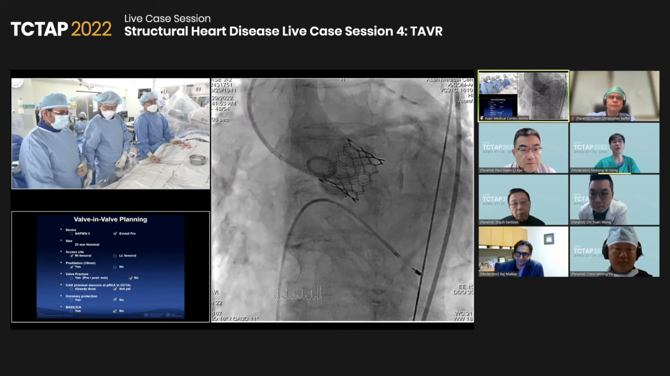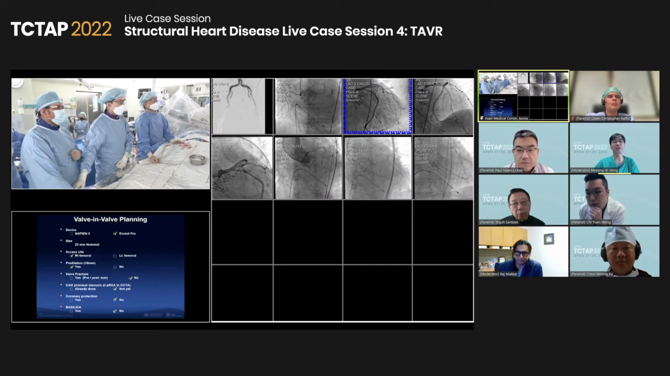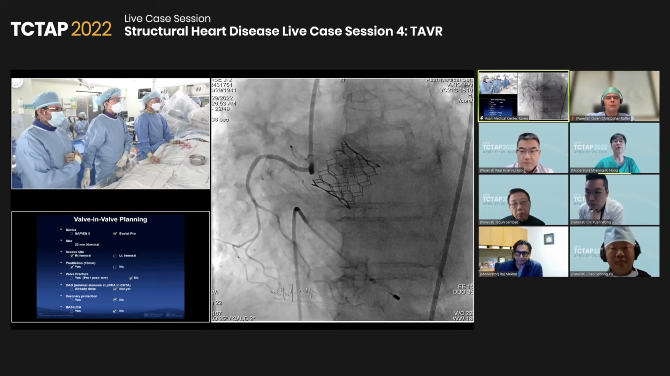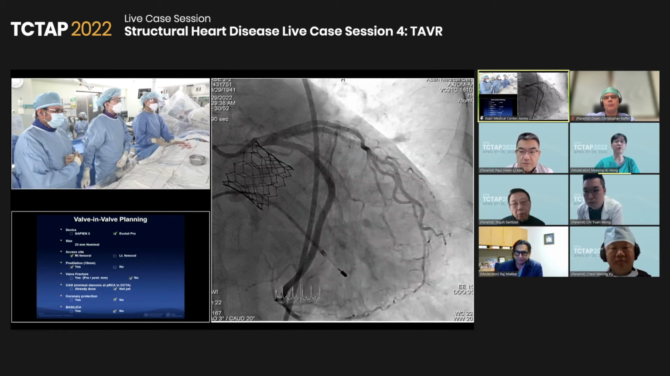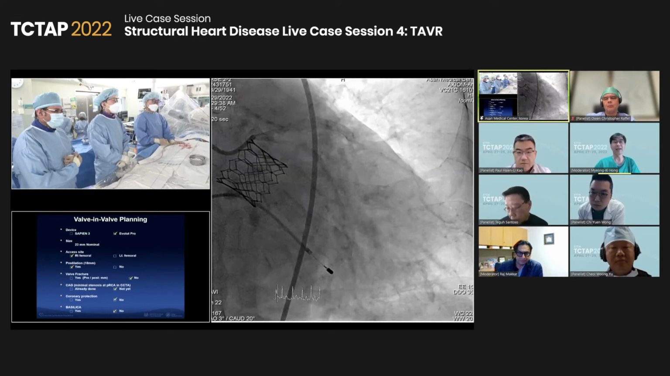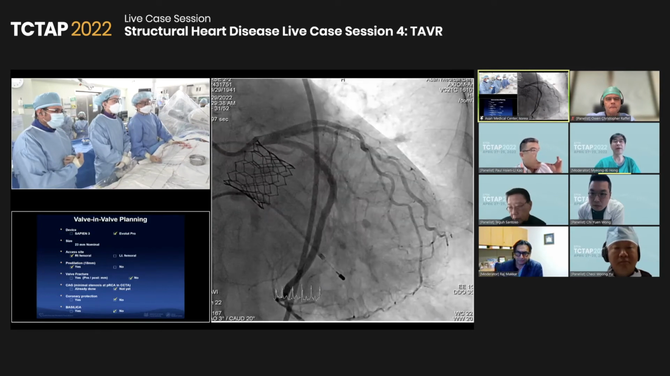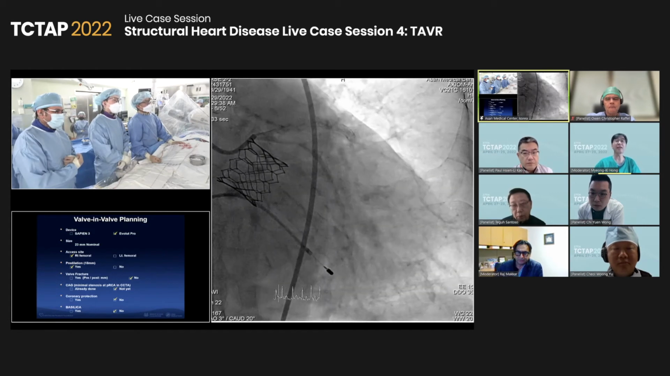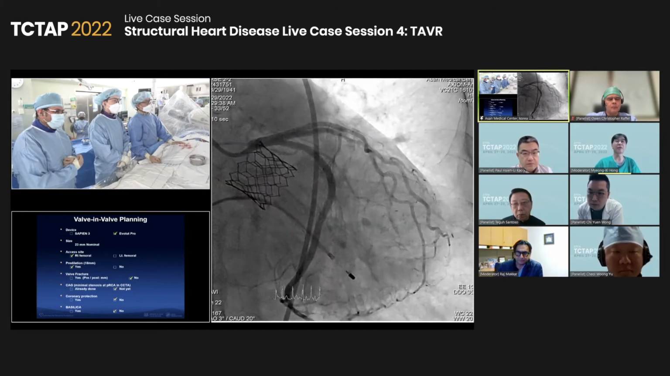Let me ask about the patient's status. What are the body weight and the height? What I mean is that maybe because of the small stature of the patient, you deployed the small size of Sapien, only 23. And the second question: what was the aortic valve area before the TAVI procedure 5 years ago, and what was the aortic valve area immediately after the first TAVI procedure?